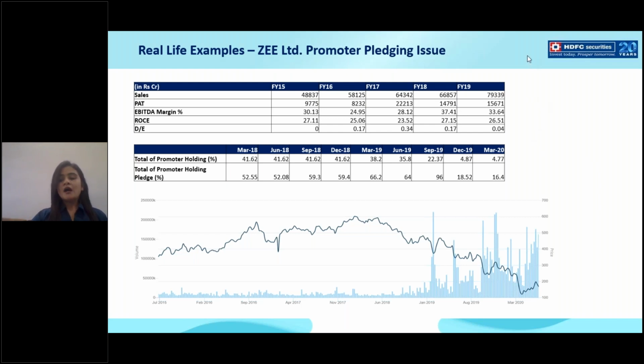If you study the table, promoters' pledging rose from 52% in March 2018 to around 96% in September 2019. Investors got worried because they feared that the sale of pledged shares might happen in the open market, and there could be a huge price fall. Eventually that happened. The stock fell 80% in 1.5 years. So this was the case for Zee.